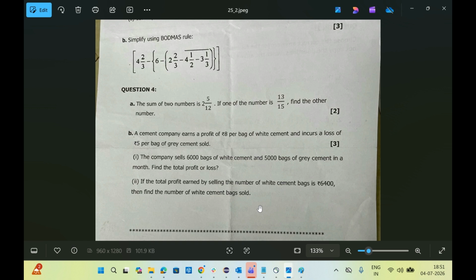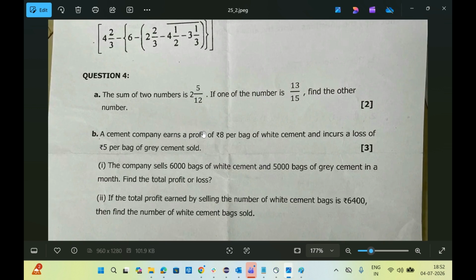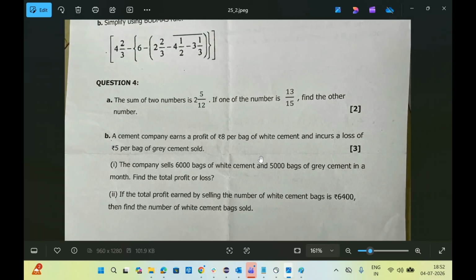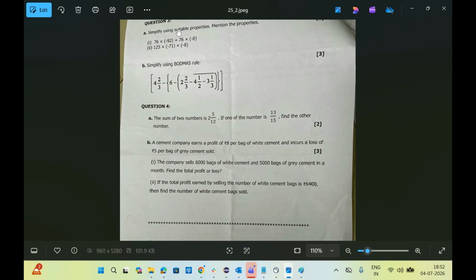You concentrate more on BODMAS rule kind of problems and then ascending order kind of problems. Sum of two numbers, then one number is given, what is the other number, that kind of problem. Also something related to the closure, associative, commutative and distributive properties, and something related to how many questions they have answered correct, how many they have answered wrong, then what is their total marks, those kind of questions.